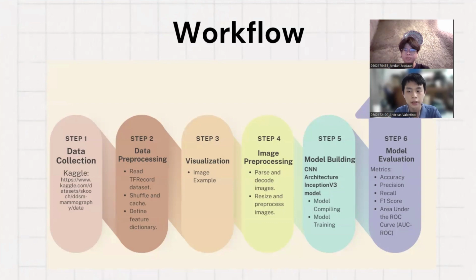dataset, shuffling and casting, then defining the feature dictionary. Third, we use the image samples for visualizations, then preprocess the image by parsing and decoding them, as well as resizing them, then preprocessing them. After that, we build the model, which is Inception V3, by compiling and training it. And finally, we evaluate that model based on the metrics mentioned earlier.